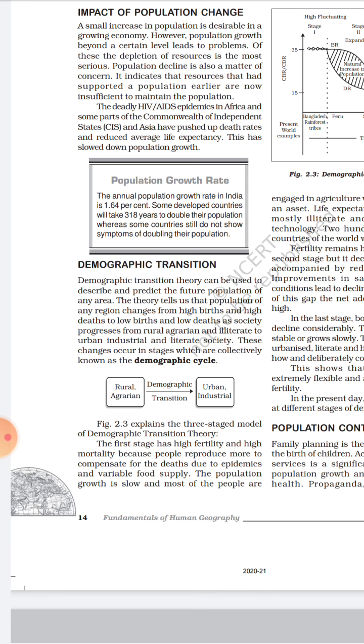The theory tells us the population of any region changes from high birth and high death to low birth and low death as society progresses from rural agrarian, which means related to agriculture, and illiterate, to urban industrial. You all know that where industries are there, urbanization also takes place, and a literate society. These changes in stages are collectively known as the demographic cycle.